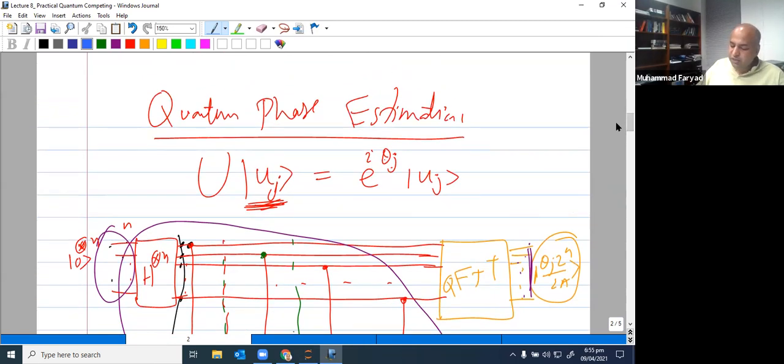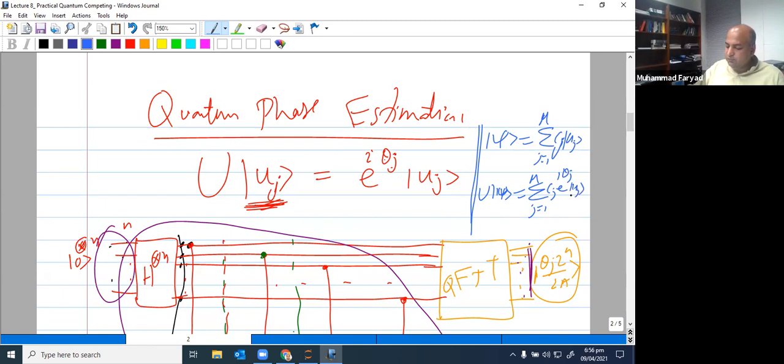So instead of u j, let's say we have input state psi as some sum of c j u j, where j goes from 1 to, let's say, mu. So psi may not have all the eigenvectors, but might have some eigenvectors of this unitary operator U. So in this case, when I apply U on psi, I get the sum over j from 1 to mu of c j exponential iota theta j u j. So I get this sum.